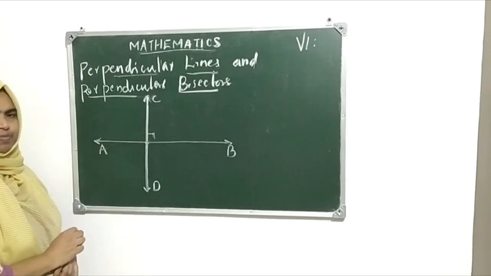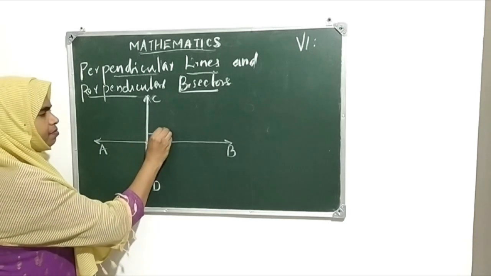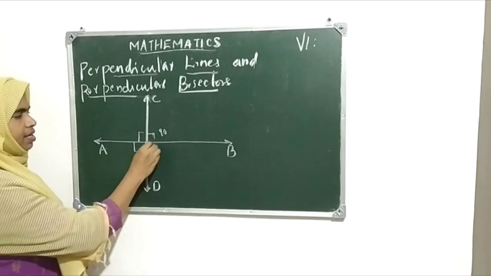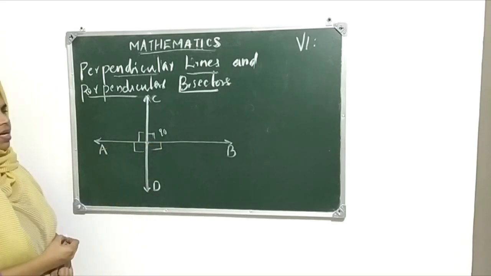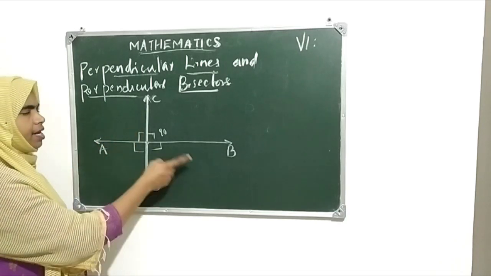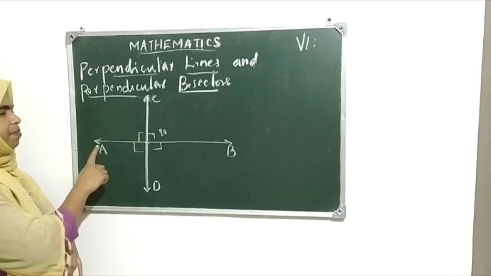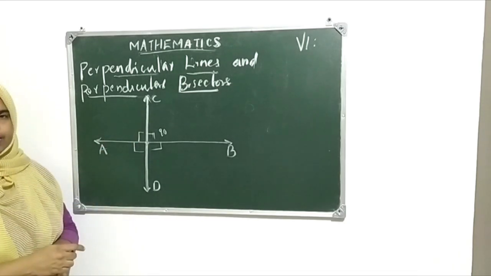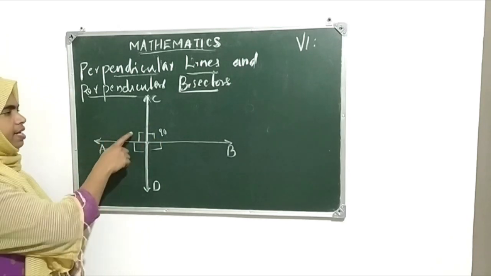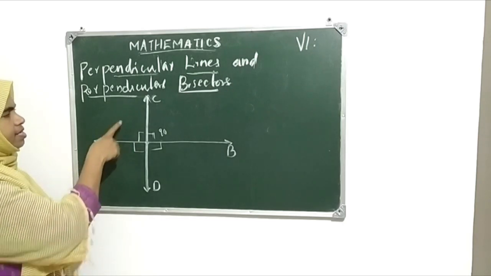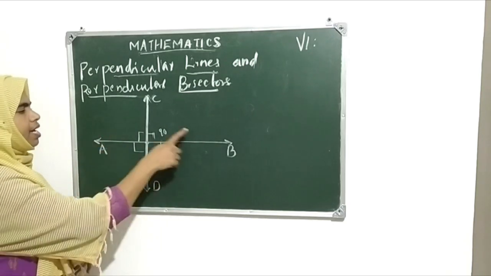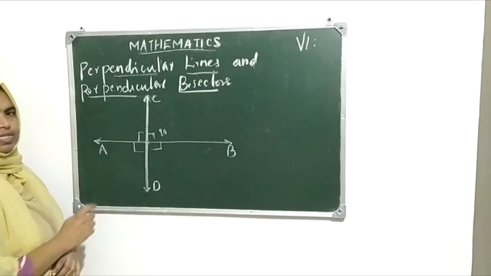What is the angle measure? Here is 90 degree, we know. Here also 90 degree. Here 90 degree. Here also 90 degree. So, we can say line CD is perpendicular to line AB. Once more, AB and CD are intersecting lines. The angle between the two lines is 90 degree. So we can say line CD is perpendicular to AB or line AB is perpendicular to CD.